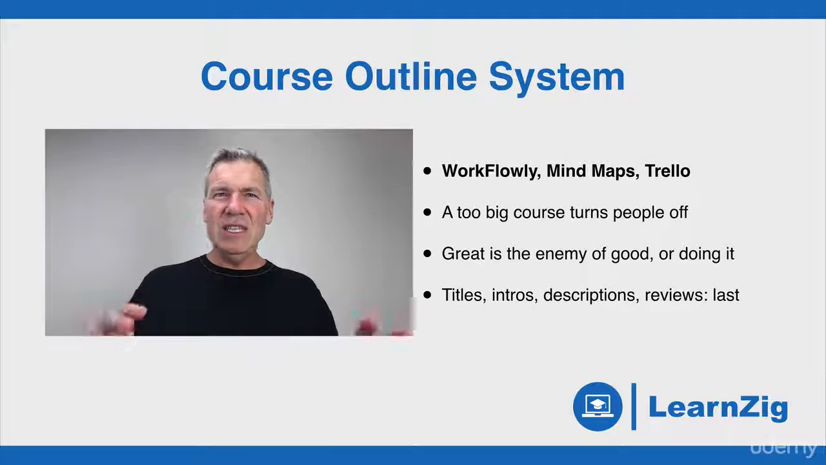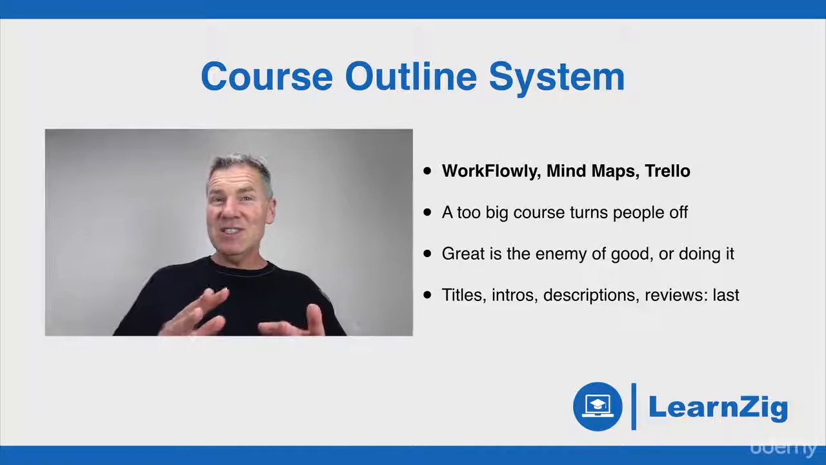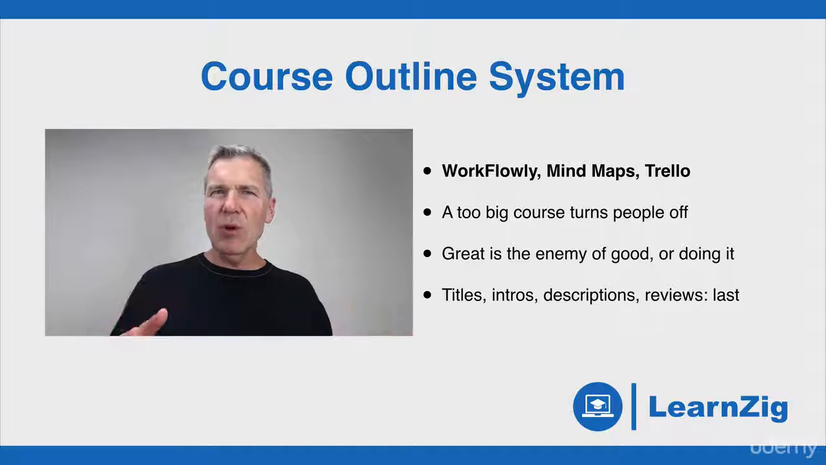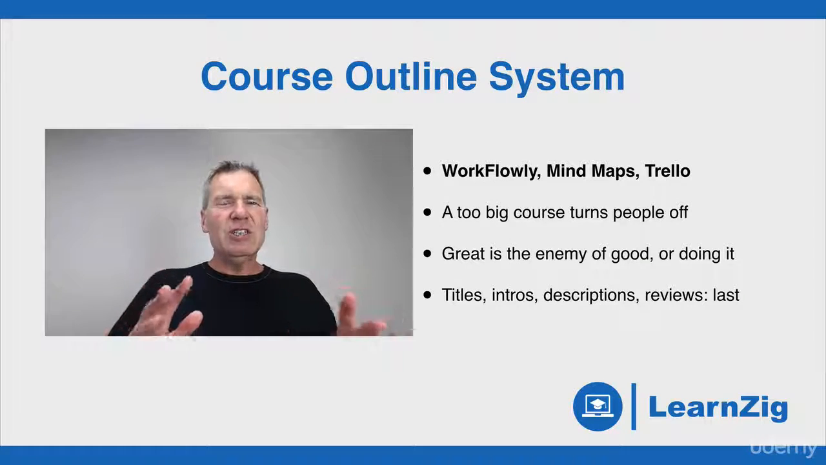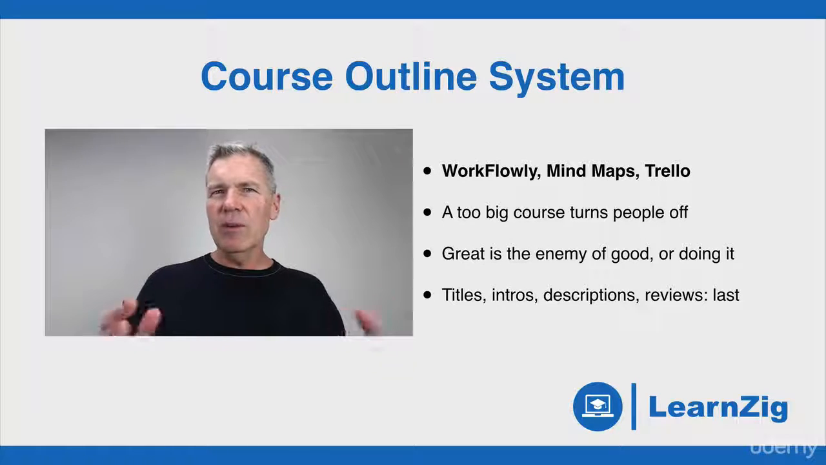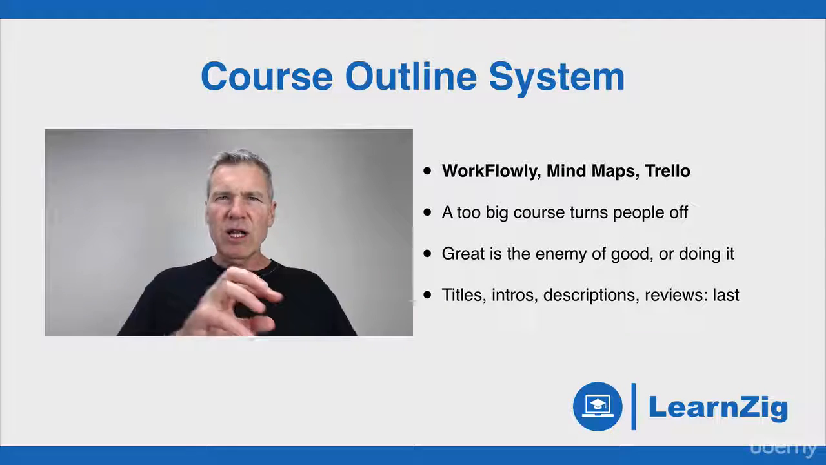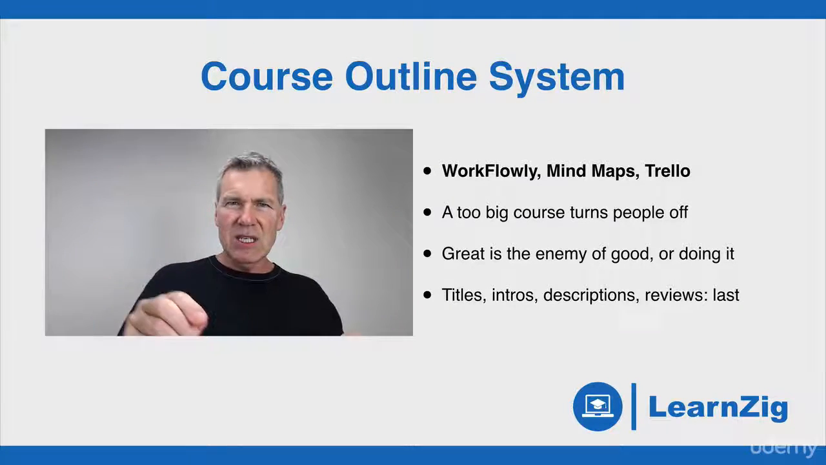Okay, so some of my favorite online tools to help me outline my course are Workflowy.com, mind maps at mindmeister.com, and Trello.com. Workflowy is just this dead simple bullet point list making application. I know it sounds crazy, but when I show you, you're going to understand. Mind maps are pretty self-explanatory, and a lot of you have heard about mind maps. They're just a graphical way to represent your outline, little bubbles that are connected with lines.